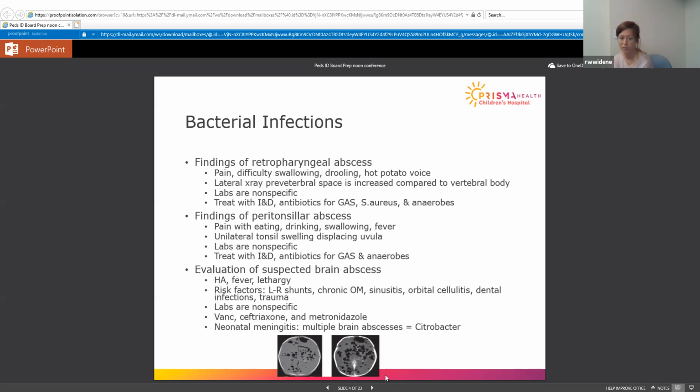Labs are not helpful, but you'll get your CAT scan or your brain image and you'll see it. You want to treat with Vanc, ceftriaxone, and metronidazole, because the Vanc is for the possible staph. These are usually going to be polymicrobial, so your sinus bugs and anaerobes.